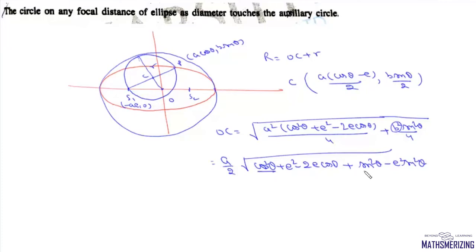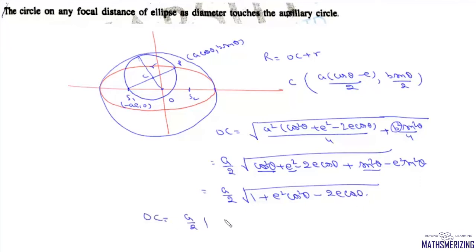Now cos square theta plus sin square theta is 1, plus e square into (1 minus sin square theta), which is nothing but e square cos square theta, and then minus 2e cos theta. So we can write this OC as a by 2 and this is (1 minus e cos theta) whole square. So it will be 1 minus e cos theta. So the value of OC is a by 2 into (1 minus e cos theta).